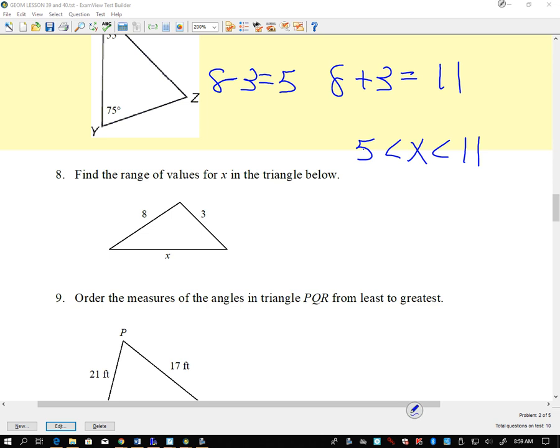Okay, so anytime you get a question like this, it's going to ask you what the range of possibilities is. I take the two sides, add them together, take the two sides, subtract the smaller from the larger, because I shouldn't get a negative number. Okay, my third side will fit within that range. It can't be 11, right? And it can't be 5. Do you guys understand why it can't be 5? Because 3 plus 5 equals 8.